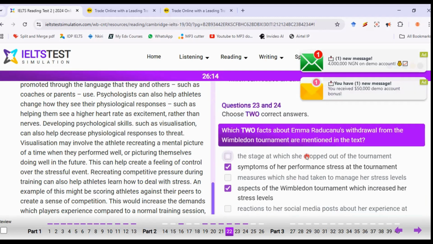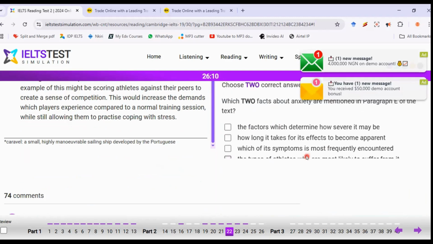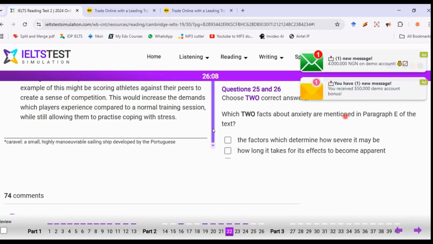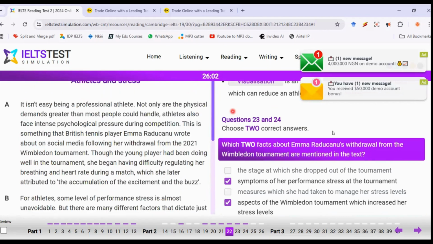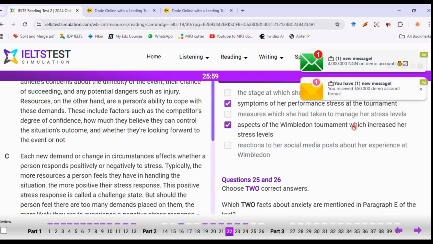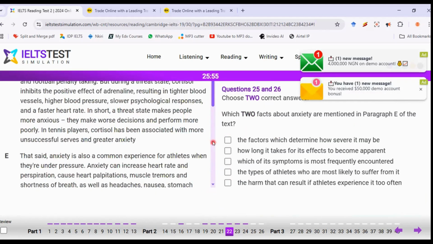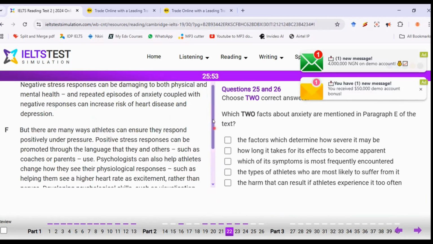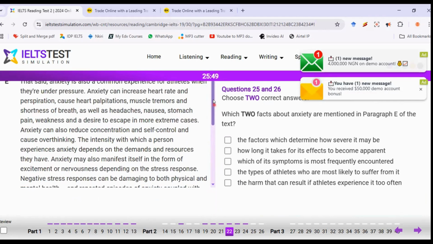I've solved the multiple choice. Oh, there's another multiple choice here. Hold on. Which two facts about anxiety are mentioned in paragraph E? Okay, I need to go to paragraph E carefully so that I can answer questions 25 and 26. And then I'll go back to the matching information. Which two factors about anxiety are mentioned in paragraph E?